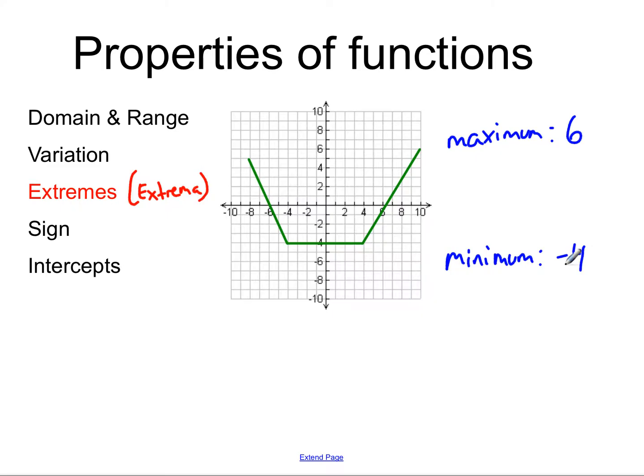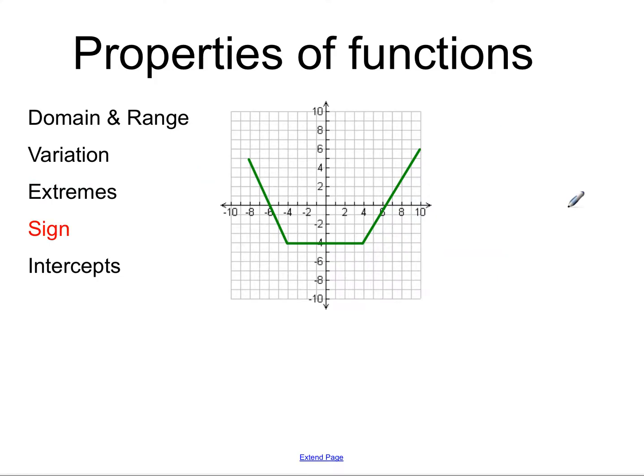So note, the extremes are the extremes, how high and how low. It does not take an interval. You'll also notice these are the values shown in the range. The range was -4 to 6. So they're related. There you go. The sign. Okay. And there's something interesting about the sign of this particular function. We're going to talk about when it's positive and when it's negative.